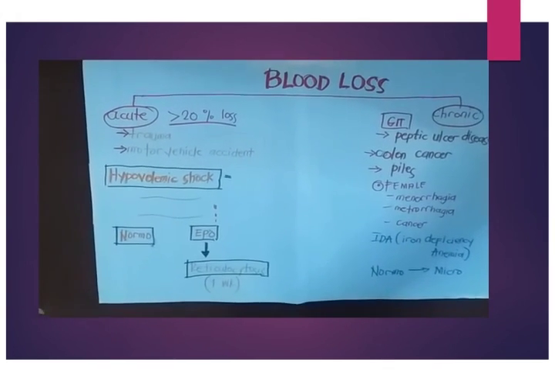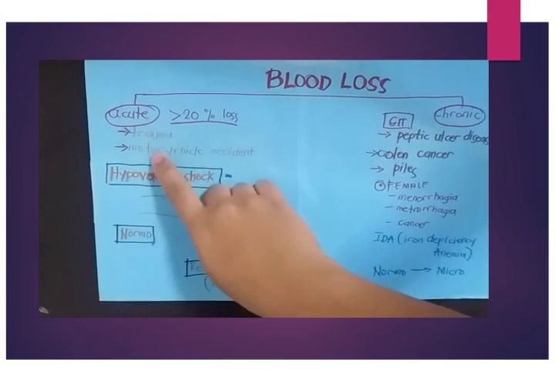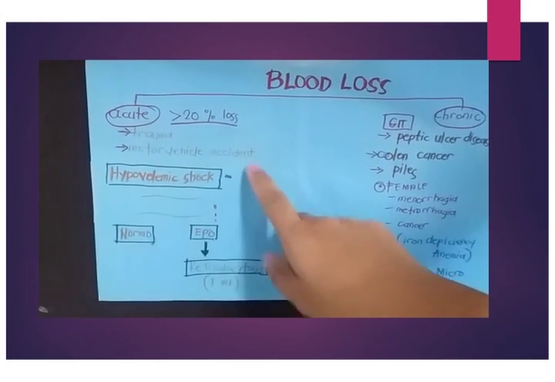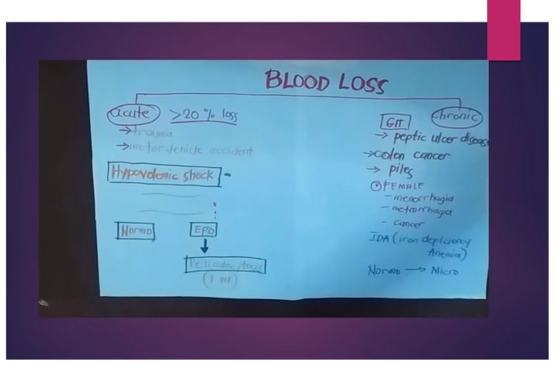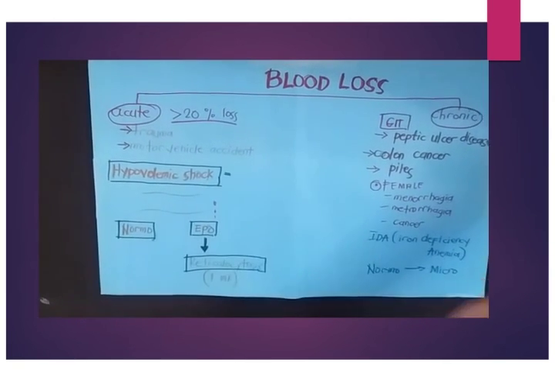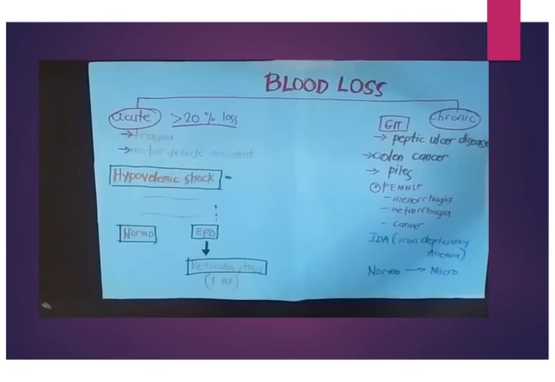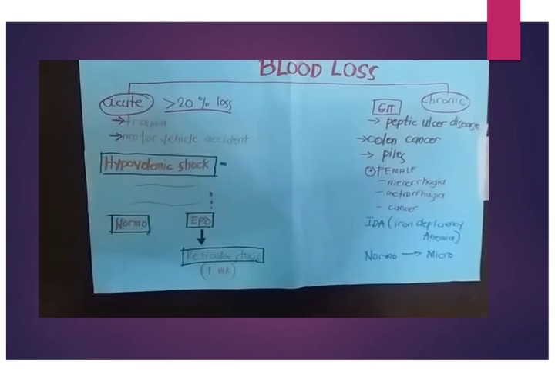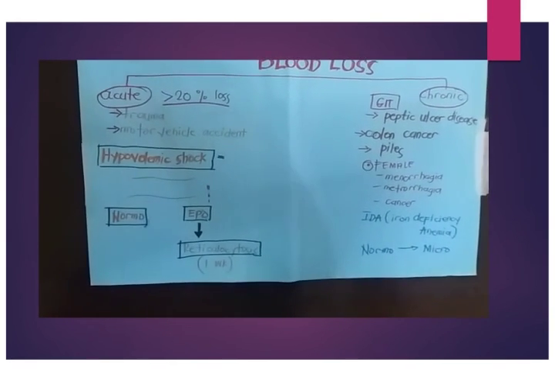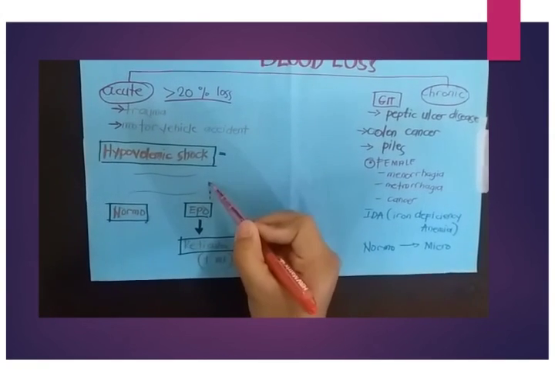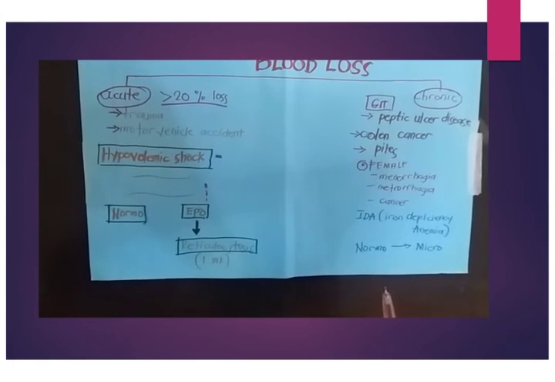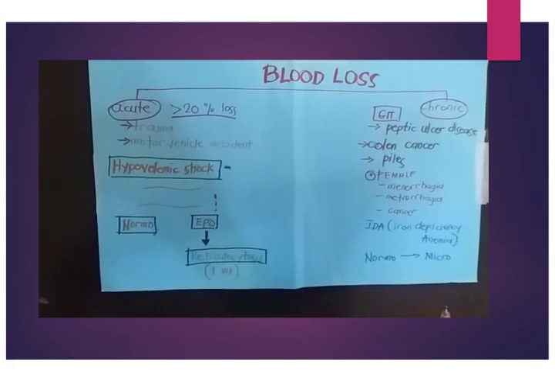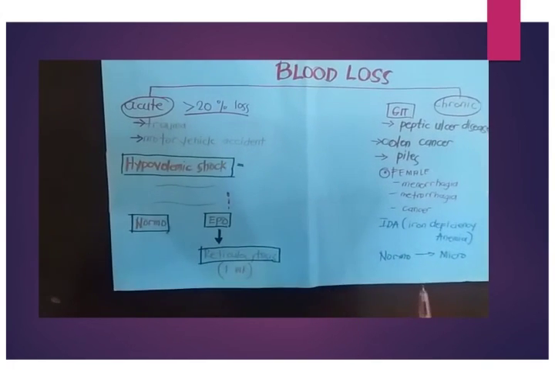So here are the causes: the trauma, the motor vehicle accident. Those are the main ones. So let's discuss hypovolemic shock. First, you will start losing blood. So it means you are losing both plasma as well as the RBCs.